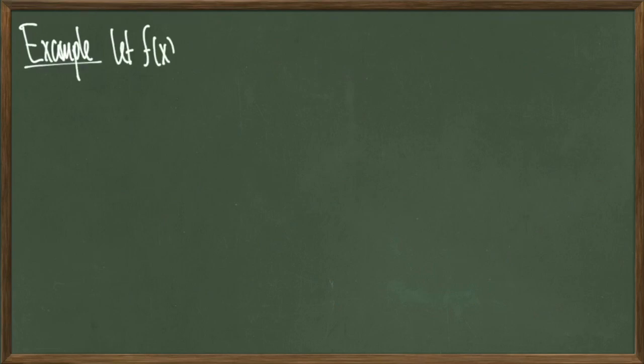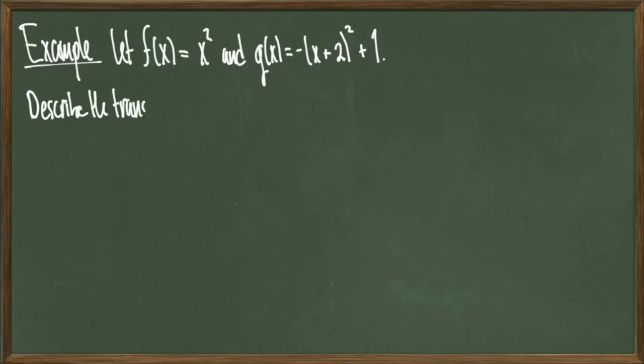Now let's work backwards. Let f of x equal x squared, and let g of x equal minus (x plus 2) squared plus 1, and we will describe the transformations that took place starting at f of x that land us at g of x. With problems like these, it's best to locate the variable x and work our way from the inside out. Upon observation, the immediate number next to x is a positive 2. This is indicative of a shift 2 units to the left.